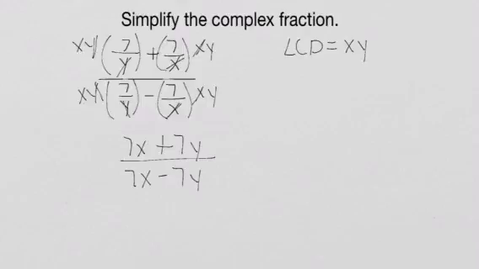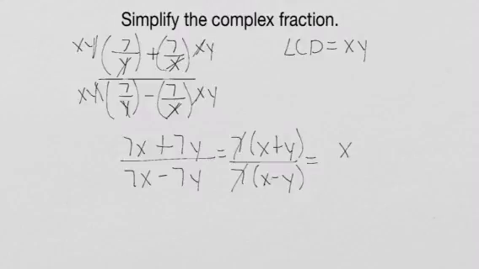Now on the top, I can factor out a 7, and that's going to give me 7 times x plus y. On the bottom, I can factor out a 7. That's going to give me 7 times x minus y. Now my 7's will cancel, and we're left with x plus y divided by x minus y. And again, that is our final answer.